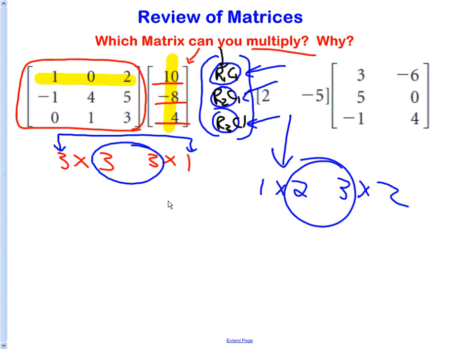Okay, so 1 times 10, this is a times problem, right? 1 times 10, 0 times -8, and 2 times 4. Well, 1 times 10 is 10, plus the 0 times -8 makes 0, plus the 2 times 4 makes 8. 10 plus the 0 plus the 8 makes 18. See how I got that? All right, so that's 18 in here.